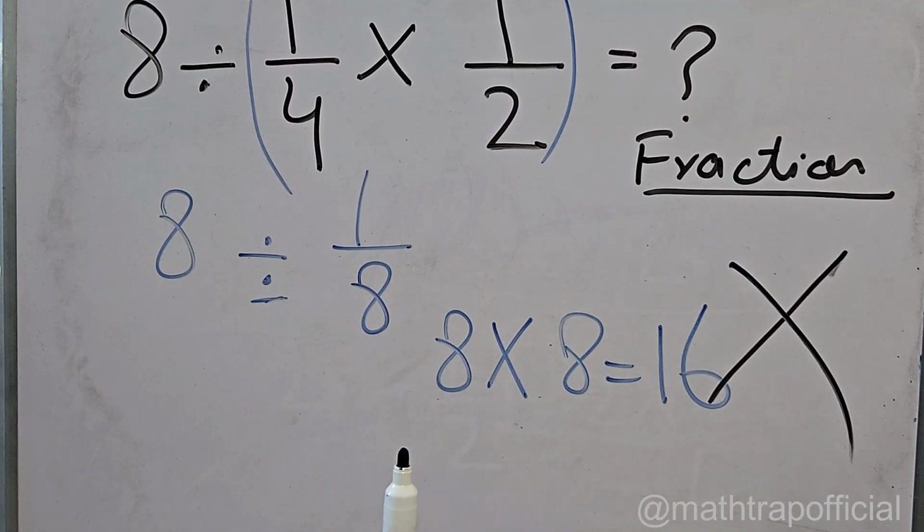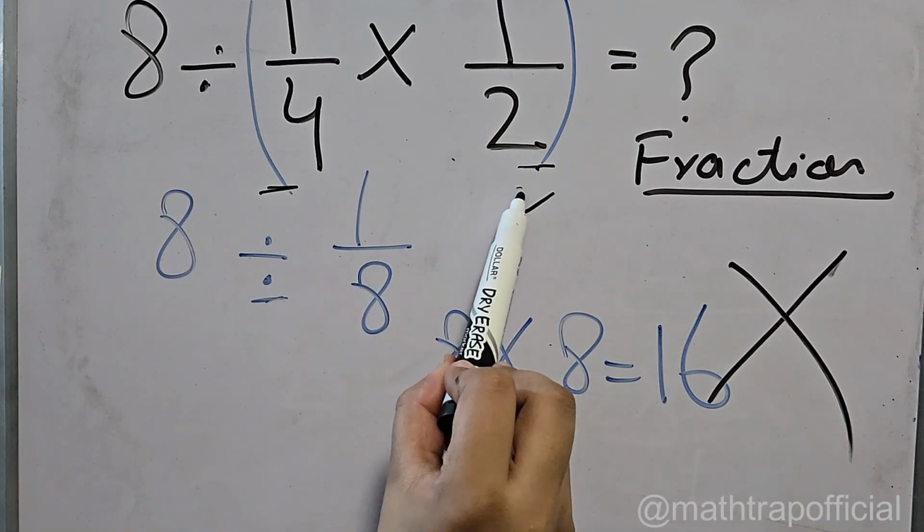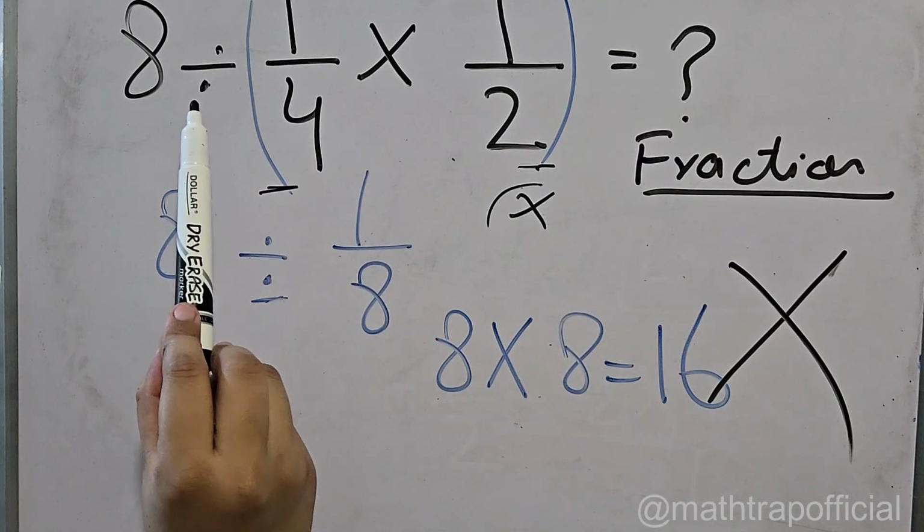and this answer is not true here. So many people see that there is a fraction, so they think we should solve the fraction first to keep the equation in a simpler form. But this is the trap here. You should not solve the fraction first.